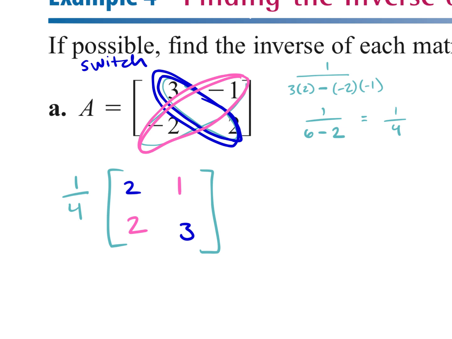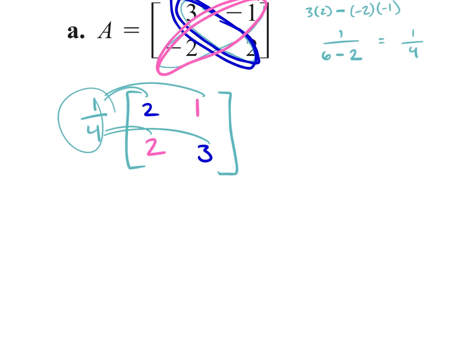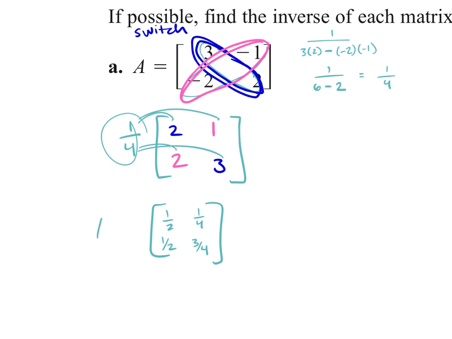The very last thing we want to do is distribute our scalar to everything. So 1/4 is going to get distributed to everything on the inside. So 1/4 times 2 would be what? 1/2, awesome. 1/4 times 1 would be 1/4. 1/4 times 2 is 1/2. And 1/4 times 3 would be 3/4. So this would be our inverse. And we have to write the little inverse symbol, which is a to the power of -1.